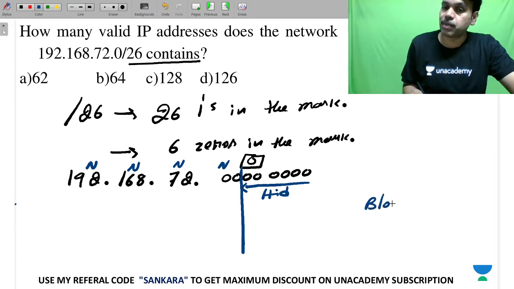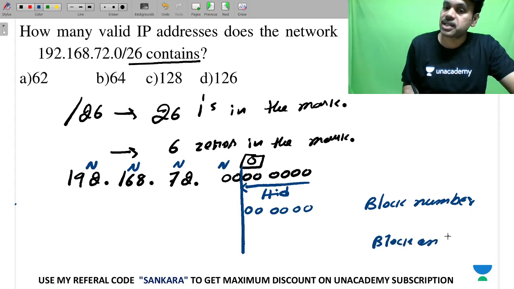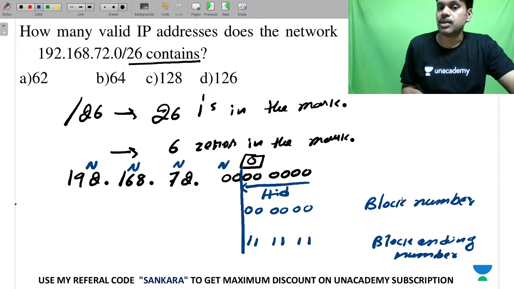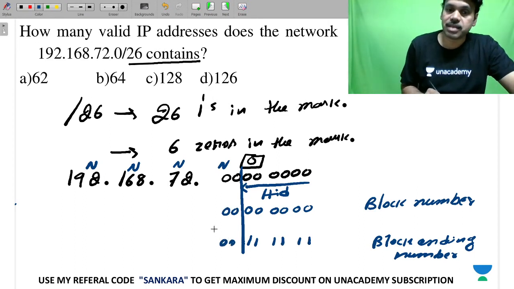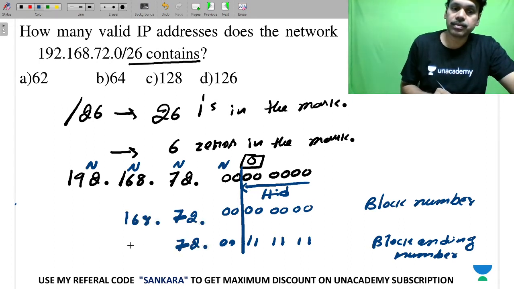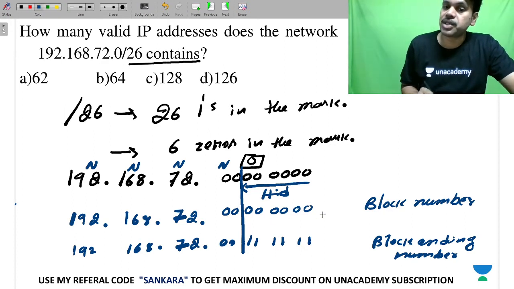So you want to find the block number. What you need to do? Just convert your HID into zeros. And you want the block ending number. The block ending number is nothing but the block broadcast. To find the ending number, convert them to ones. And drop the remaining positions as they are. So my dear friends, you observe what your answer is. Your starting number is 0, ending number is 63.